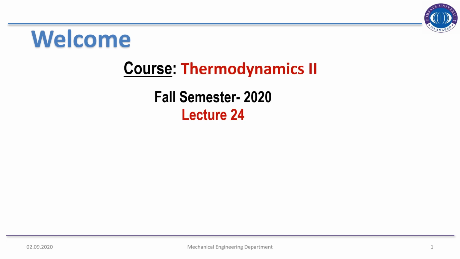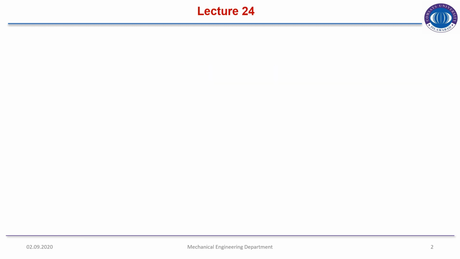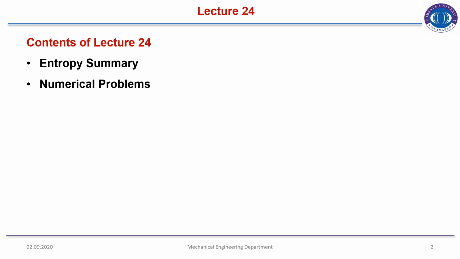I welcome you all to the 24th lecture of Thermodynamics 2. Lecture 24. The contents of lecture 24 are Entropy Summary. So here in this lecture we will summarize the chapter of entropy, and then we will discuss and solve some numerical problems. These are from your example problem as well as from the exercise of your textbook as well. And then we will discuss some conceptual question and answers as well.